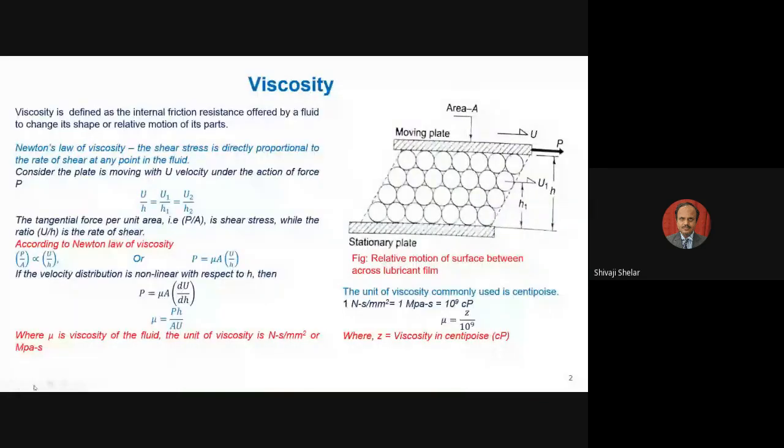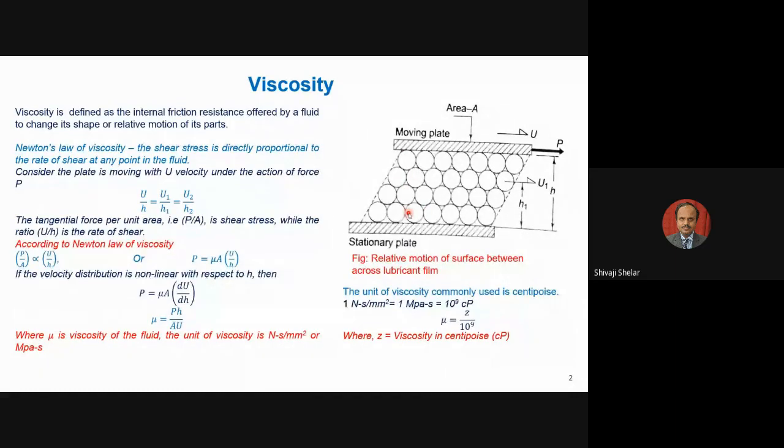Now I am not adding much to your value because you learned this under fluid mechanics. So what is meant by viscosity? I have defined it here. Viscosity is defined as the internal frictional resistance offered by a fluid to change its shape or relative motion of its parts. To understand this concept, you can take two plates, one stationary and another moving, and this plate can be placed on a fluid. I have shown here an exaggerated view of a fluid molecule.